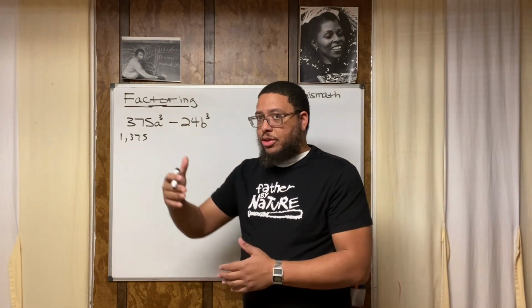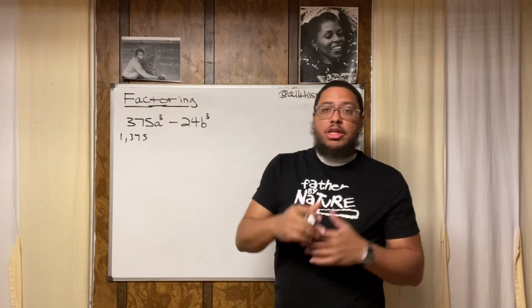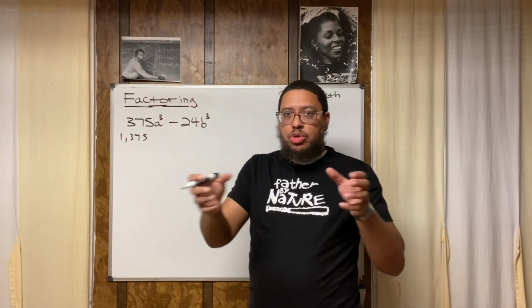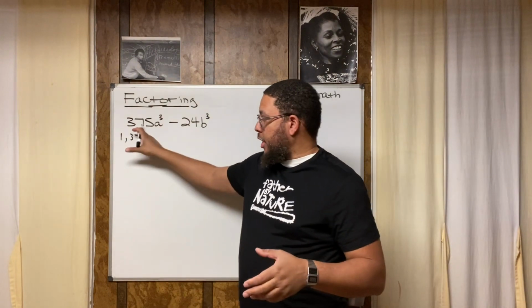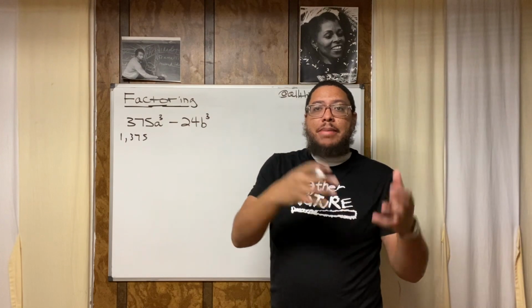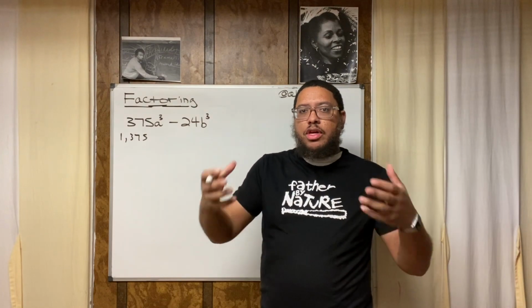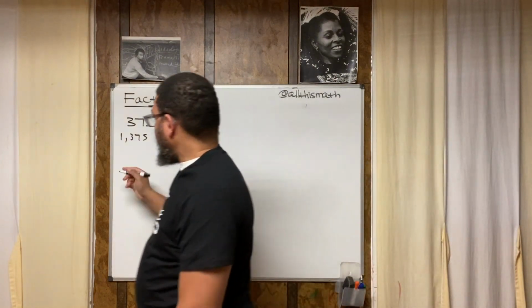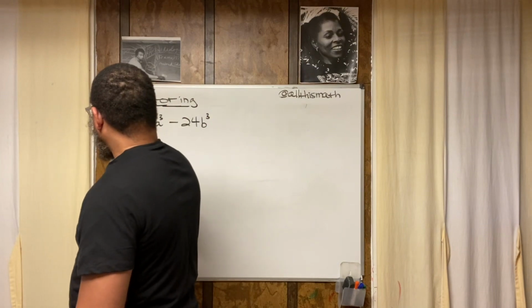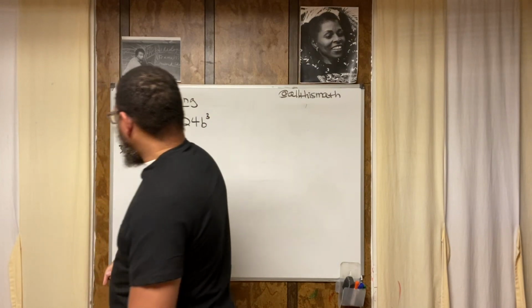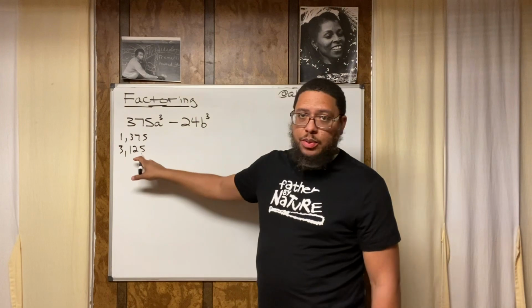And I know 3 is a factor of 75. So if 3 is a factor of those two numbers, when that original number is broken up, that means it's also got to be a factor of the original number. So it's going to be 3 and 125, right? Now, how do I get 125?